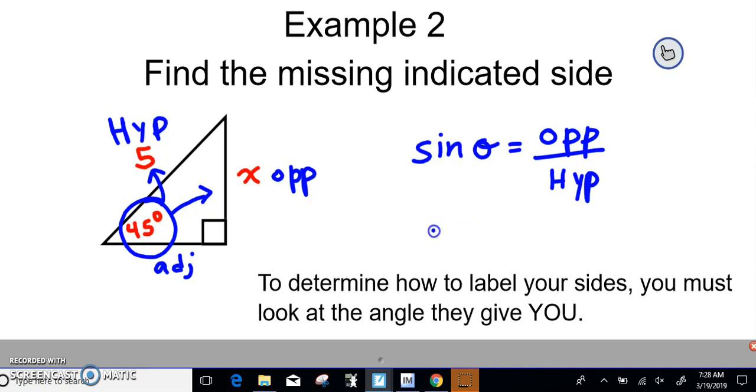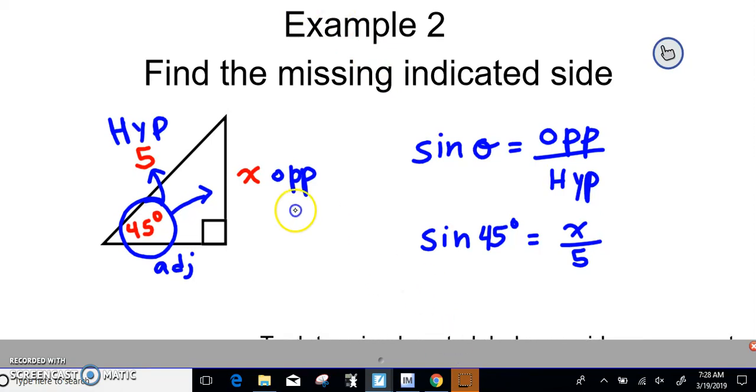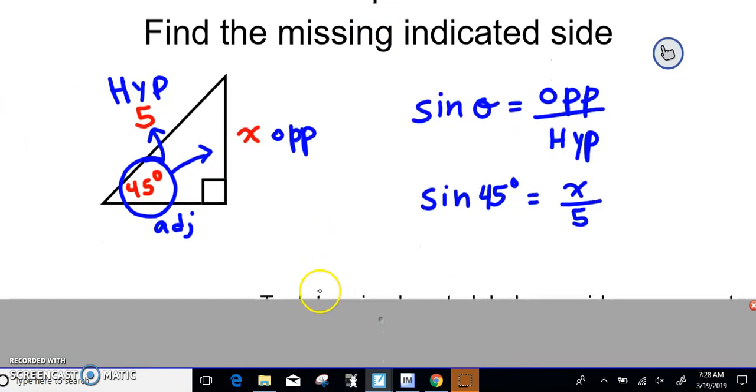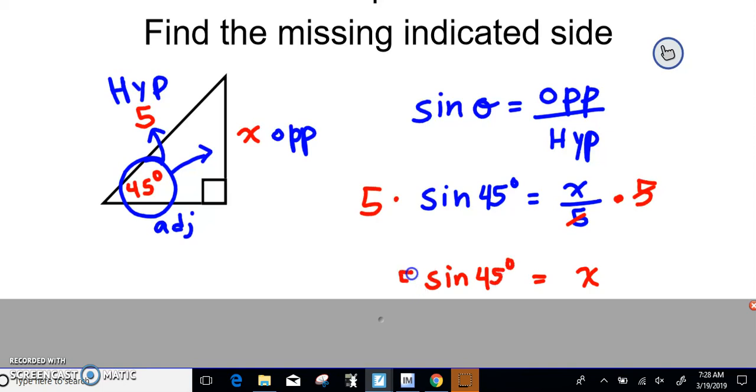Okay, so here we're going to do sine of 45 degrees equals, opposite side is x, hypotenuse is 5. Just because I'm out of room here, I'm going to move you down, and if you need to, you can do it somewhere else. To get x by itself, hopefully everybody remembers how to do that, we're going to multiply both sides by 5. So that 5 and that 5 cancel out. We're left with x equals 5 sine 45 degrees.